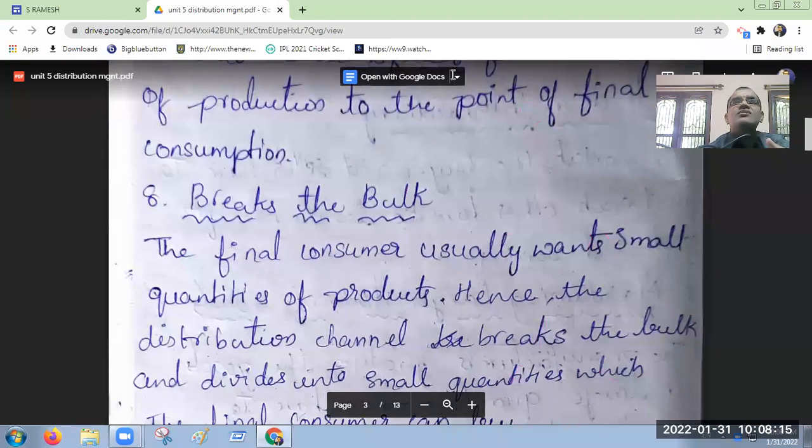Then, breaks the bulk. See, another important thing is that the producer will send in bulk. Bulk means a huge quantity at a time, to the mediators. It may be an agent, a wholesaler, or a retailer. Because the production unit does not have that much time to separate the bulk and make it into pieces.